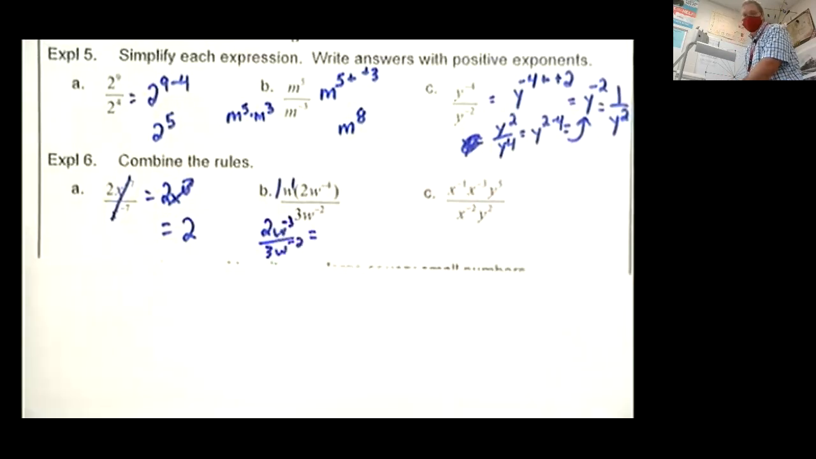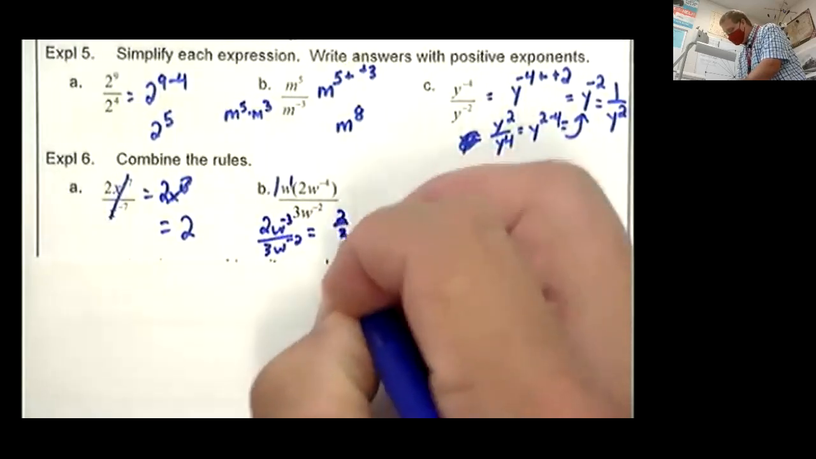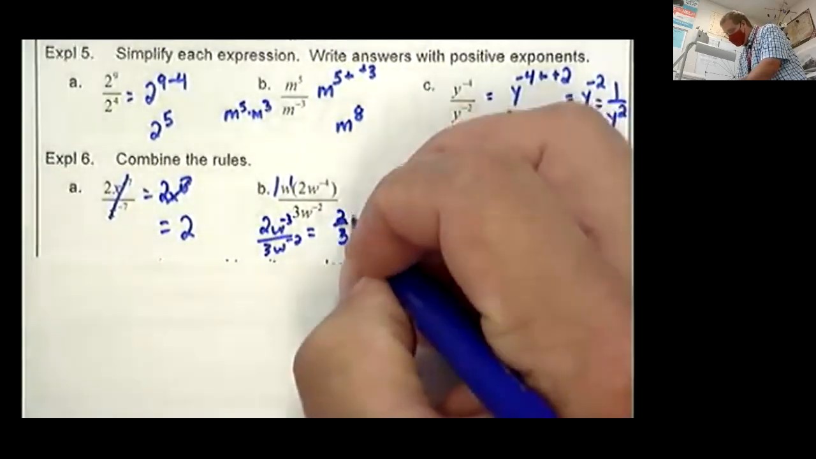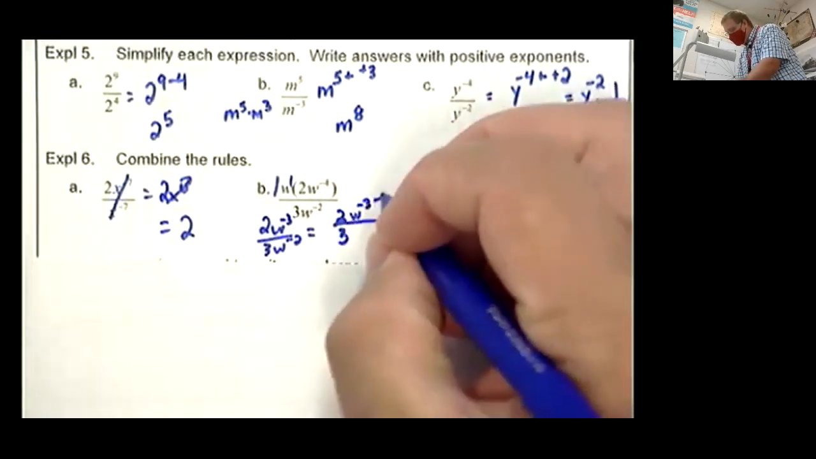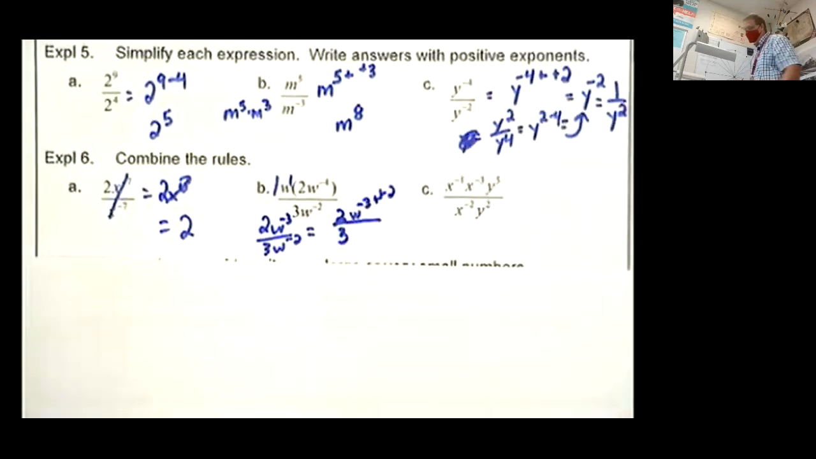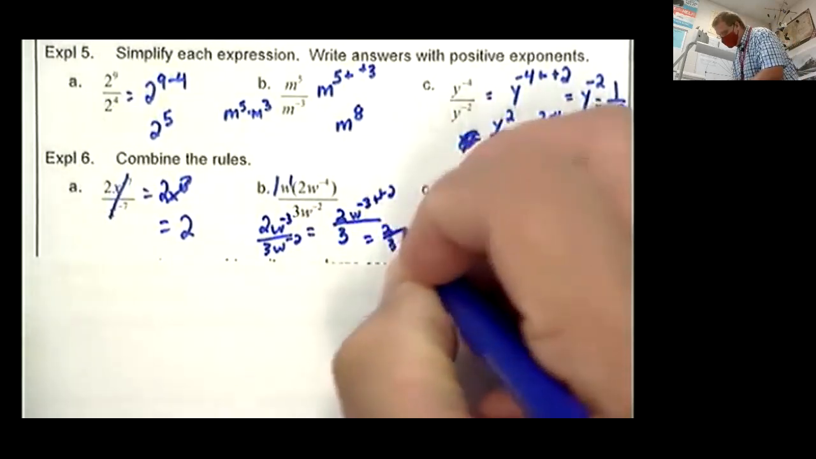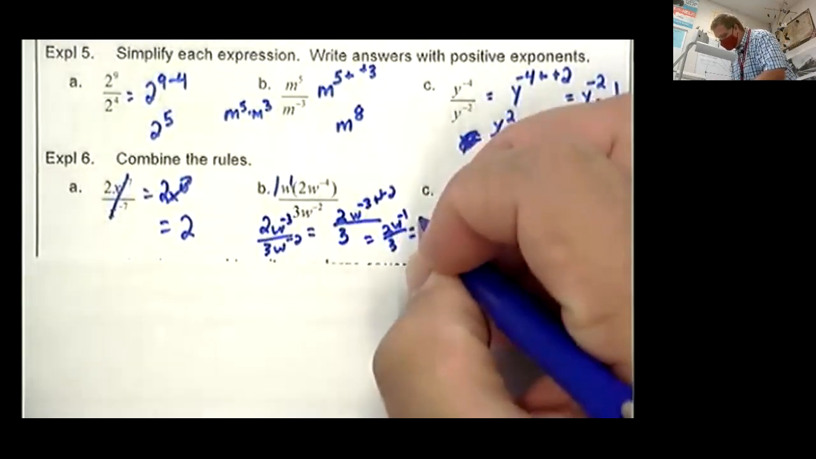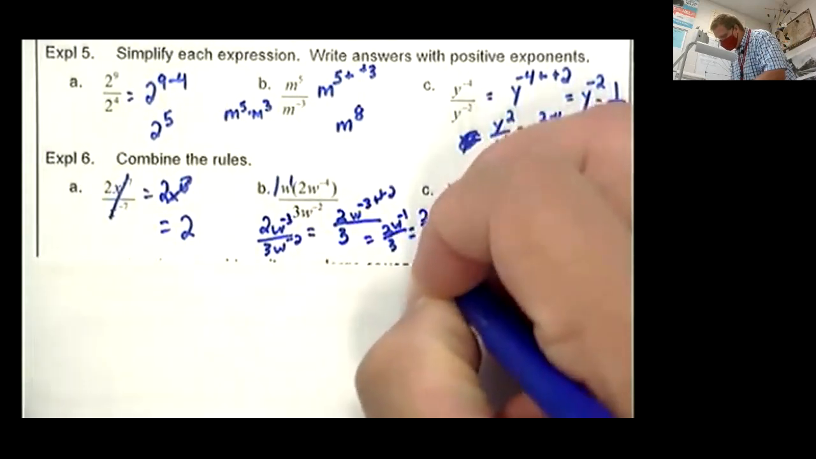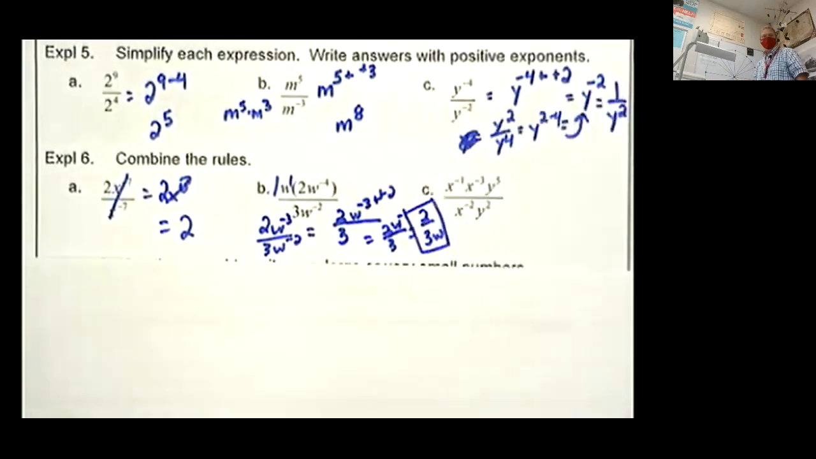Well, 2 and 3 both have exponents of positive 1, so that still leaves us with 2/3. Now we have w to the negative 3rd minus a negative 2, which makes it plus. That's going to give me a 2/3 with a w to the negative 1. And then that w is going to flip back to the bottom side. So 2 over 3w.